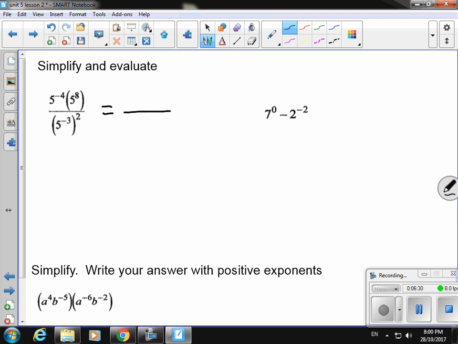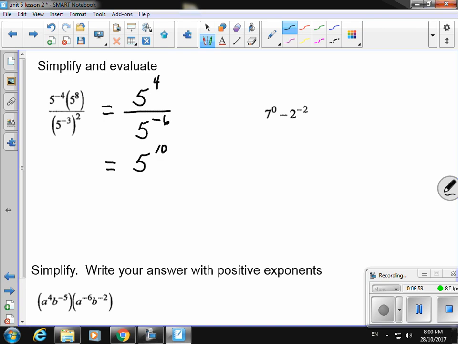On the top, I have multiplication. So my rule is keep the base, add the exponents. Negative 4 plus 8 is positive 4. On the bottom, I have power of a power, which states you keep the base, multiply the exponents. Then I have division with the same base, so I may keep the base. My rule would be subtract the exponents. 4 subtract negative 6 is 10.